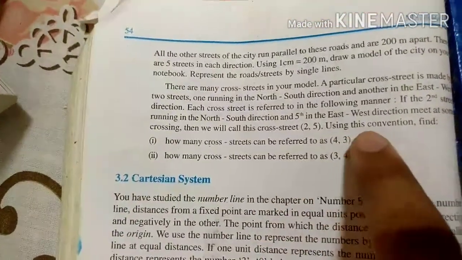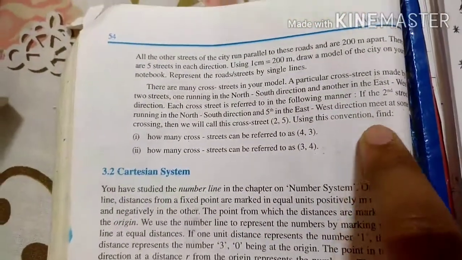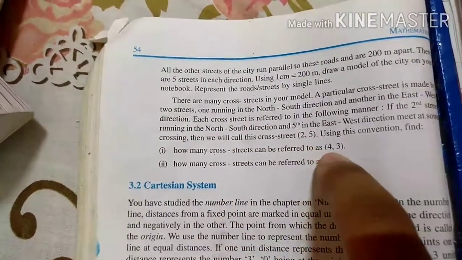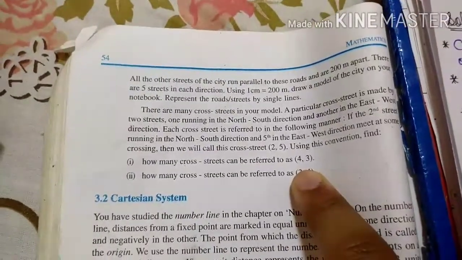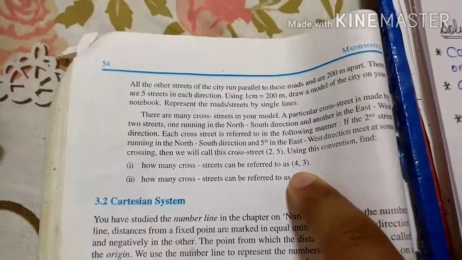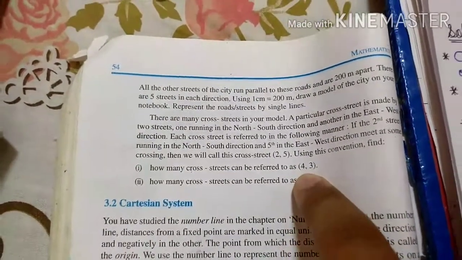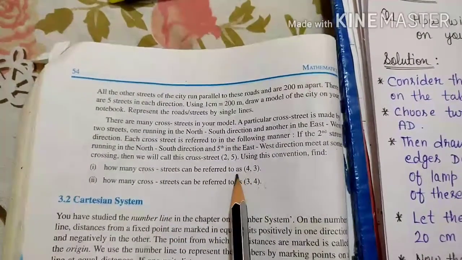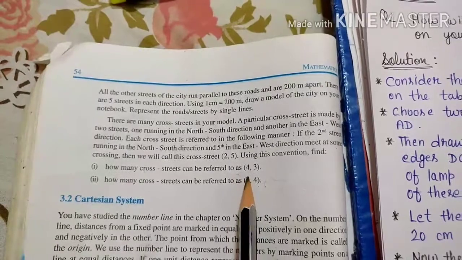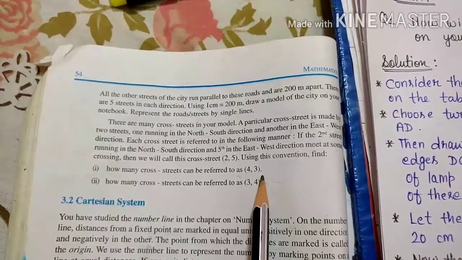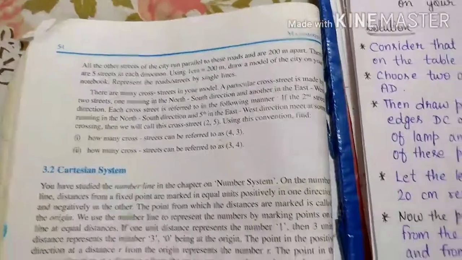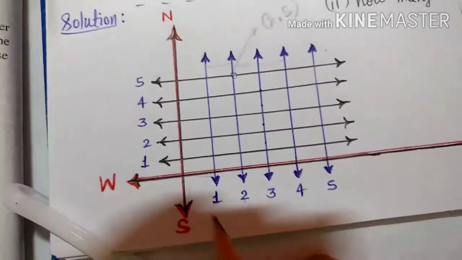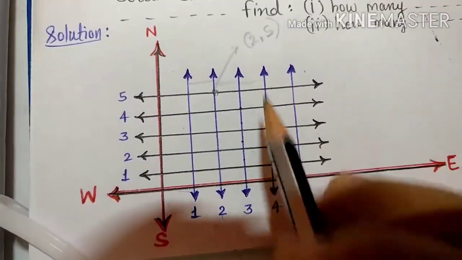So using this method only, we have to find how many cross streets can be referred to as 4, 3. So tell how many cross streets there are which can be called 4, 3. Just check 4, 3. First 4 is coming, that is north south direction, and 3 we have to find as the east west direction. So first find which one is the 4th street in vertical direction, or you can say in the north south direction. 1, 2, 3, 4, this is the 4th street in the north south direction.